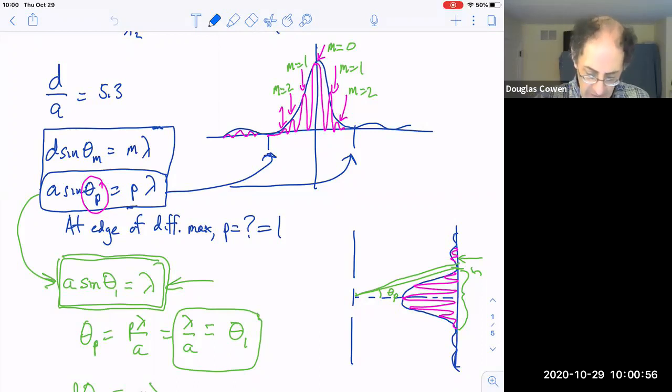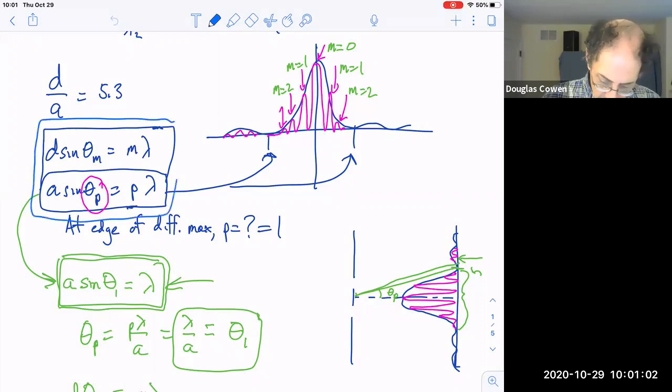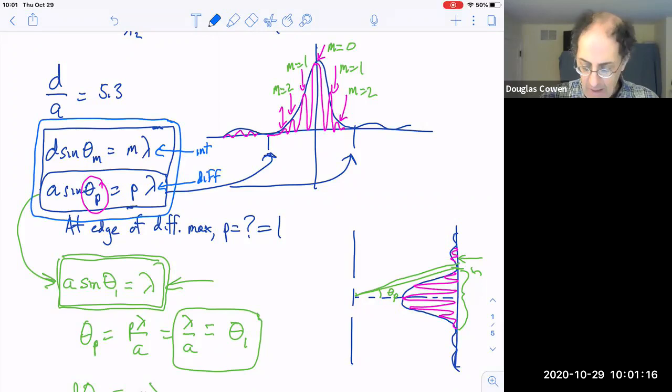So the basic idea is that you have these two expressions over here. The first one describing interference, and the second one diffraction. And the basic idea from this question is that, as worded, it tells you that you have a double slit experiment and the spacing between the slits is exactly 5.3 times larger than the width of each slit. How many constructive interference fringes are observed within the central diffraction maximum?